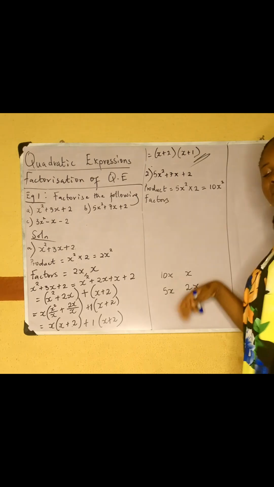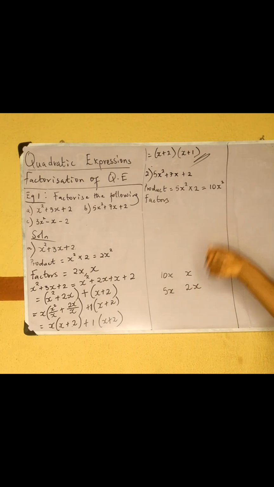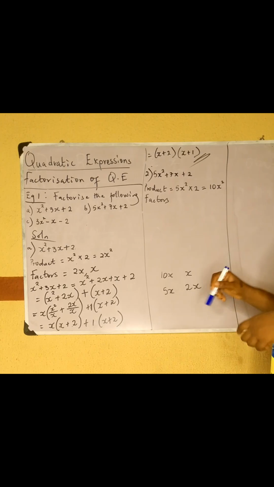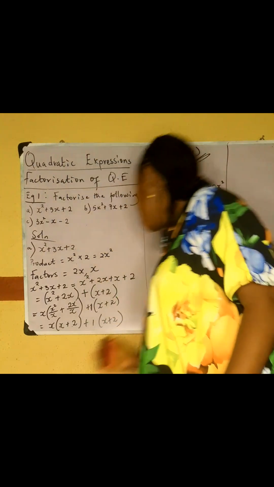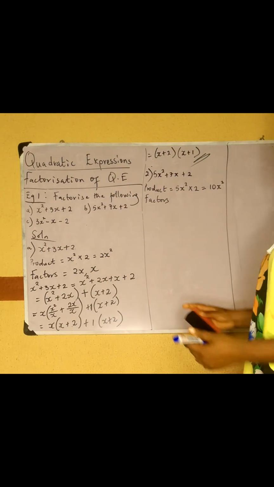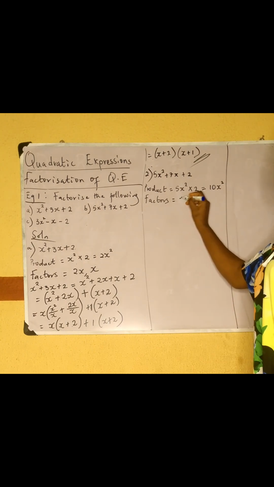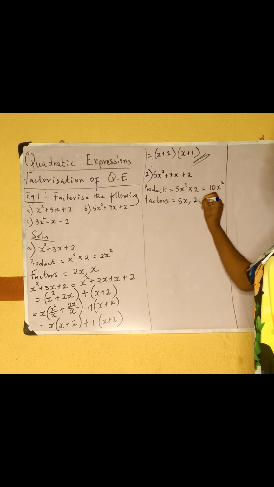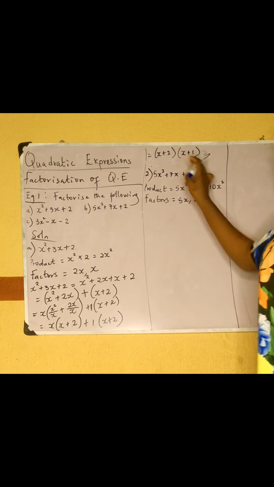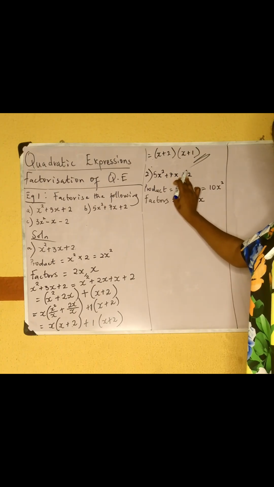So two of them are already giving me 10s squared. But the one I'll pick is the one that will give me the middle term, which is this one. So that's the one that will work. So that means my two factors are positive 5s and positive 2s. So I'll carry it and go and replace the middle term.